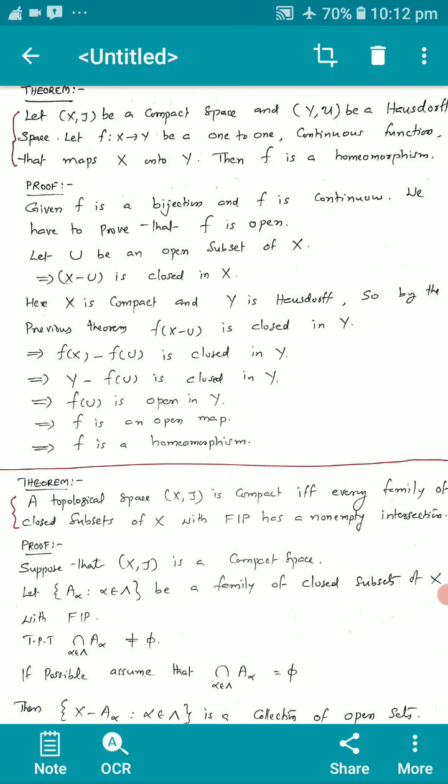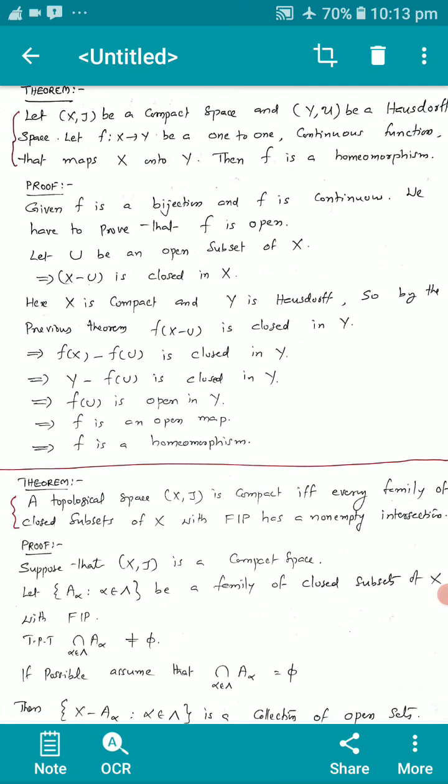That is, f of X minus f of U is closed in Y, or Y minus f of U is closed in Y, or f of U is open in Y. That is, f is an open map. That is, f is a homeomorphism. That is a proof of the theorem.